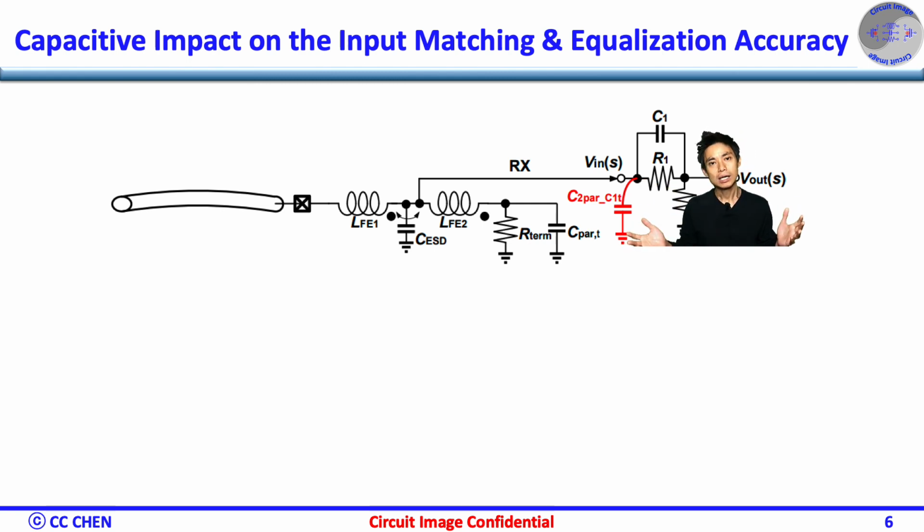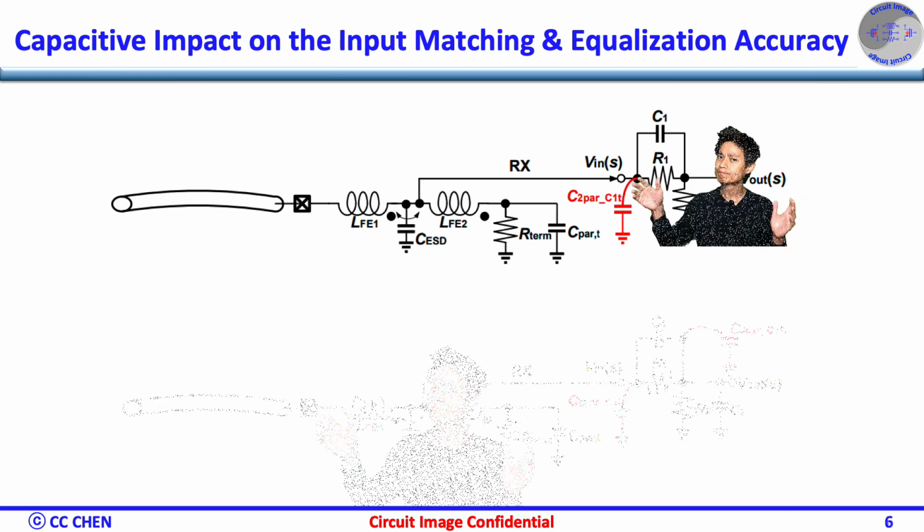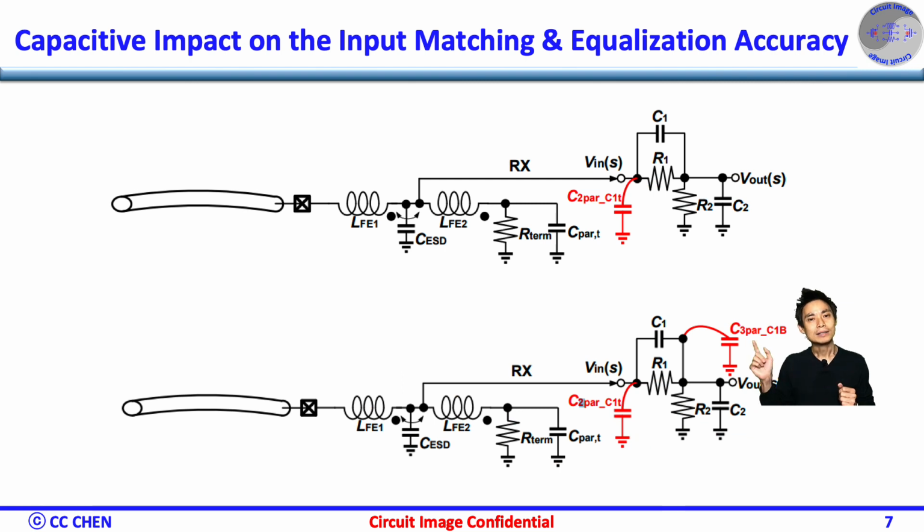too much. In addition to the input matching, what else could be the issue if the C1 contributes too much parasitic capacitance to the ground? Bingo! The C1's other side could contribute more capacitance on the C2, which may affect the high frequency attenuation and the peaking gain. So we must watch out for any parasitic capacitance of C1 to the ground path to make sure both the input matching and equalization accuracy were good enough.